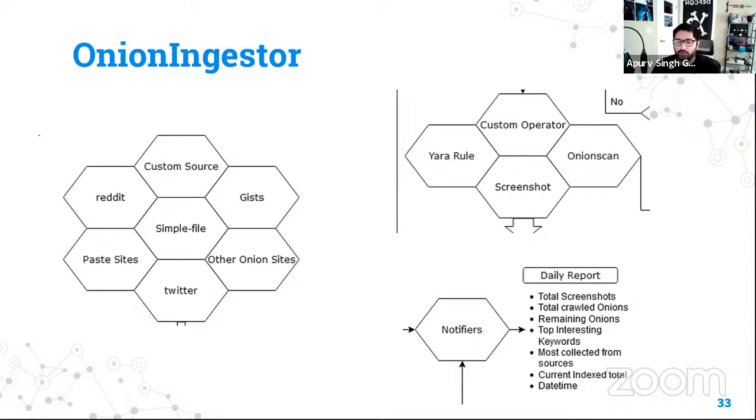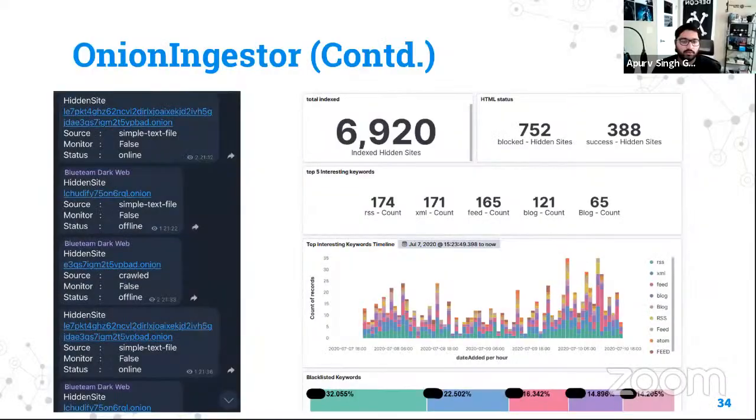Now the third part is notifiers. So this tool also notifies in terms of a daily report. In the daily report, it takes total screenshots, total crawled onions, most collected, which source it collected the most onion links from, and etc. Interesting keywords. And it does notify in a Telegram channel. Like you can connect this onion ingester to a Telegram channel, which you can see on the left hand side. Whatever it finds, it just sends as a message in a Telegram channel.